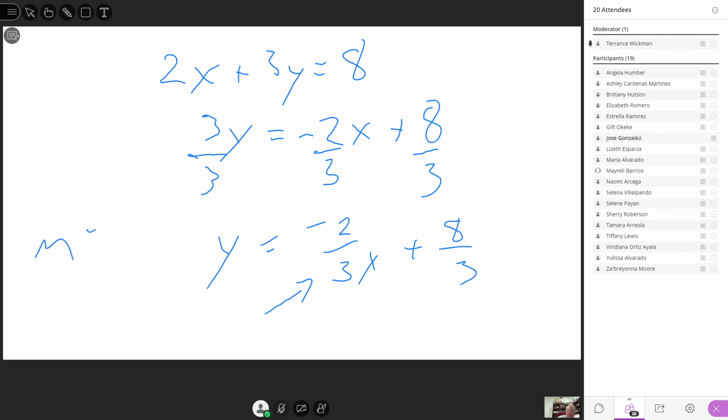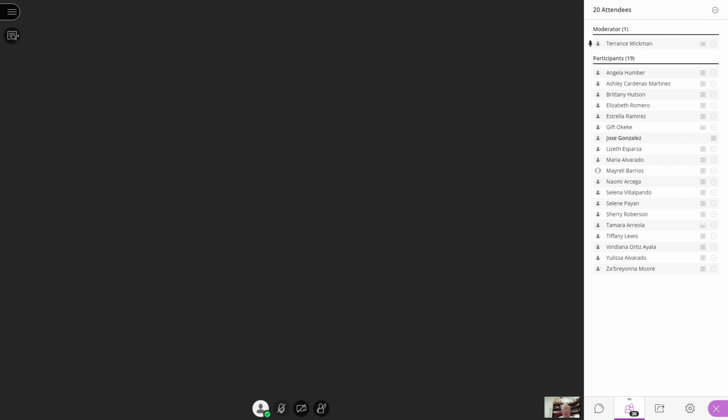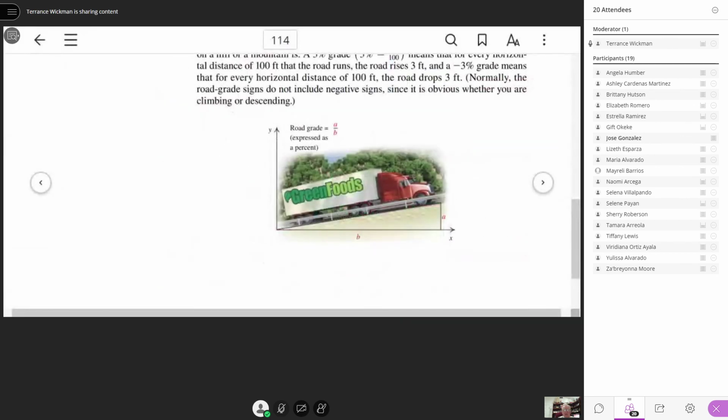So the slope is m equals -2/3. And what does the y-intercept equal? Anybody? 8/3. So how would we write that as an ordered pair? (0, 8/3). Perfect. That's it. So that was number 7.